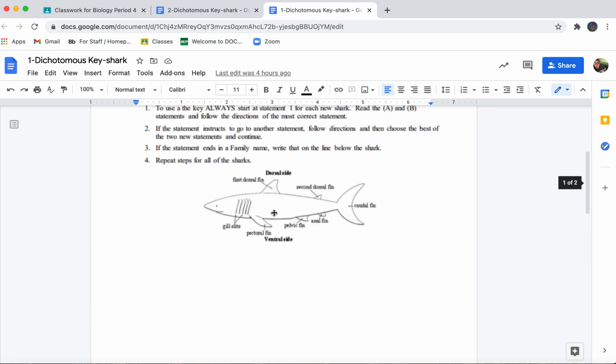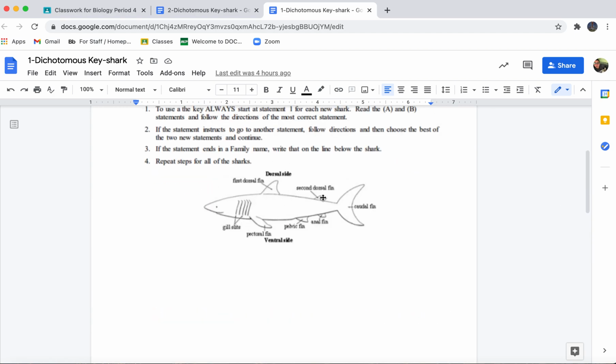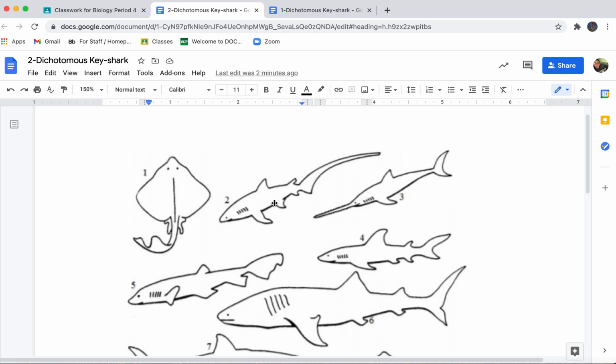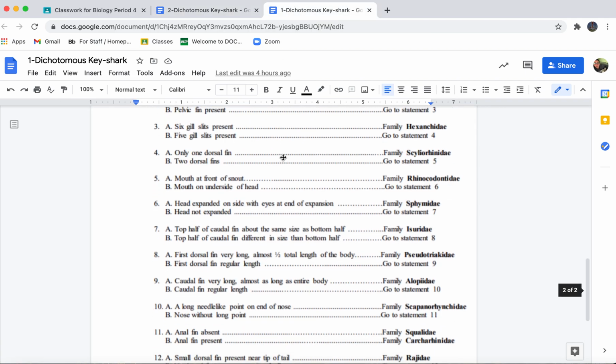So again, if we don't know what a dorsal fin is, they're on the top of the animal. So we've got one here and we've got a second one here. So how many dorsal fins do we have? We've got 1 and then we've got 2. So we're going to go with 2 dorsal fins. 2 dorsal fins says go to statement 5.